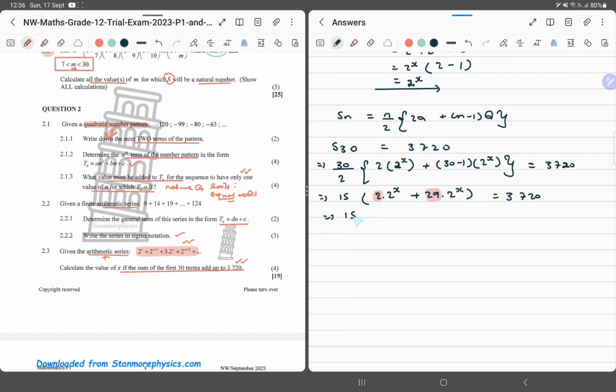So this implies that we've got 15 into 29 plus 2 is basically 31, 31 times 2 to the exponent x. I hope you understand what this is all about. But if you don't understand it, it's easy. It's very easy. Maybe it gets you confused when I'm doing it this way.